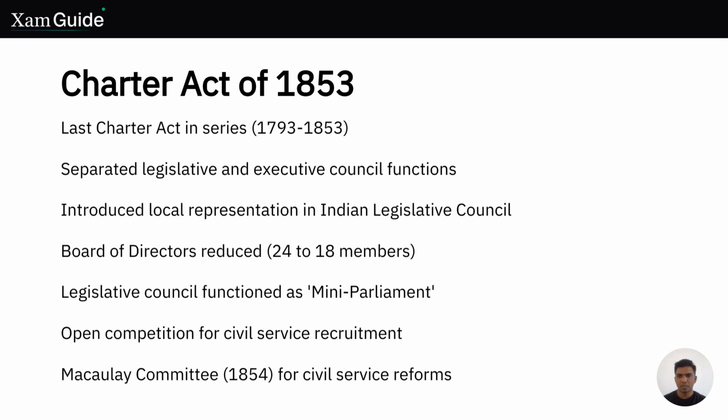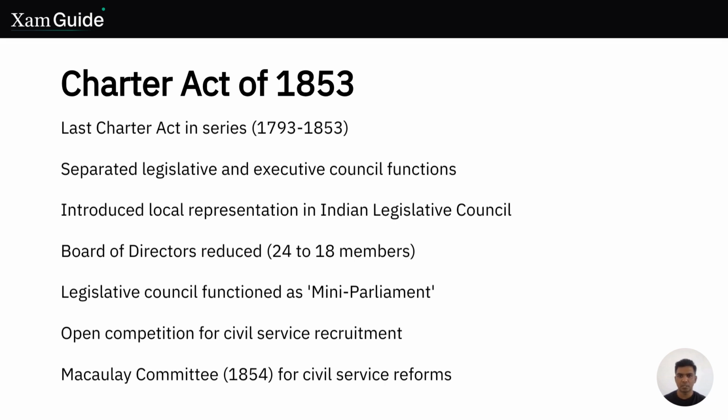The Board of Directors was reduced from 24 to 18 members, with 6 nominated by the British Crown. The Legislative Council functioned as a mini parliament following British procedures. They finally implemented an open competition system for civil service recruitment, allowing Indian participation. But the exams were held in London, so how many Indians could really participate?